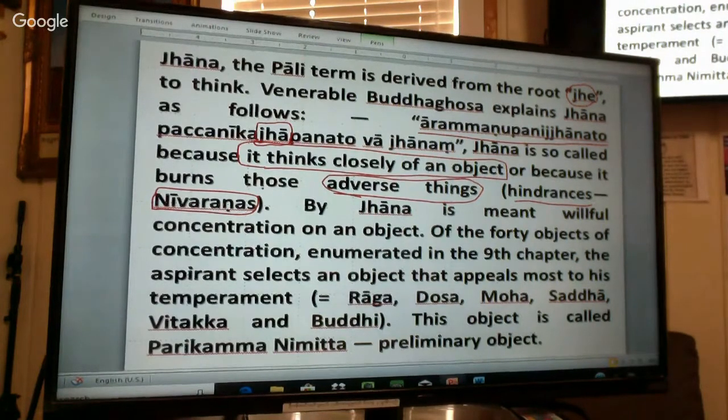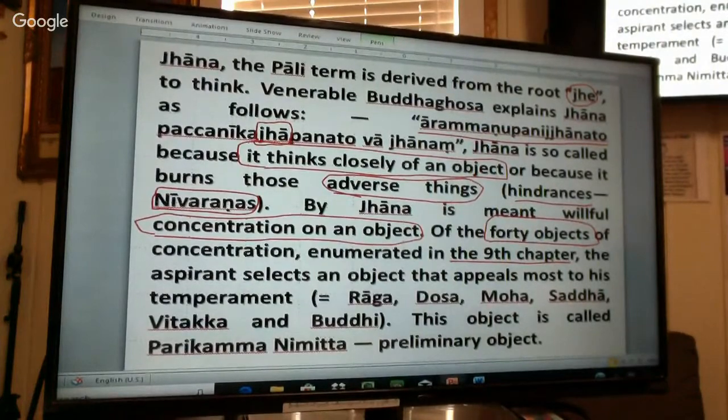So jhana means willful concentration on the object, very strong concentration on the object. That is the first meaning. The Buddha explained there are 40 objects for developing concentration power. There are 40 kinds of objects. This will be explained later in the 9th chapter. Today, if I explain 40 objects, we have no time. So maybe in the 9th chapter, we will learn this in detail. Today, just one kind, a little bit, I will explain.